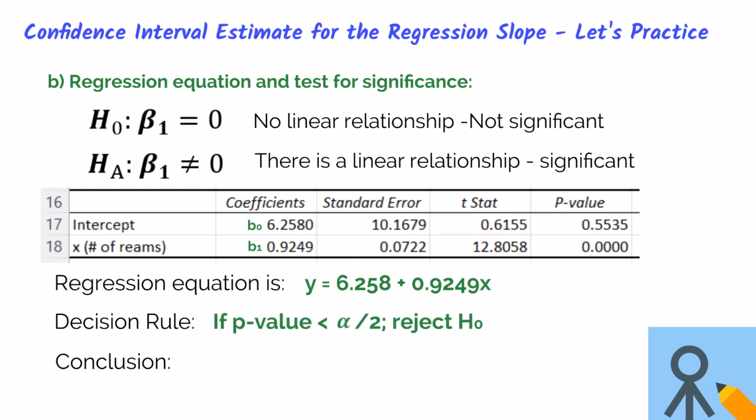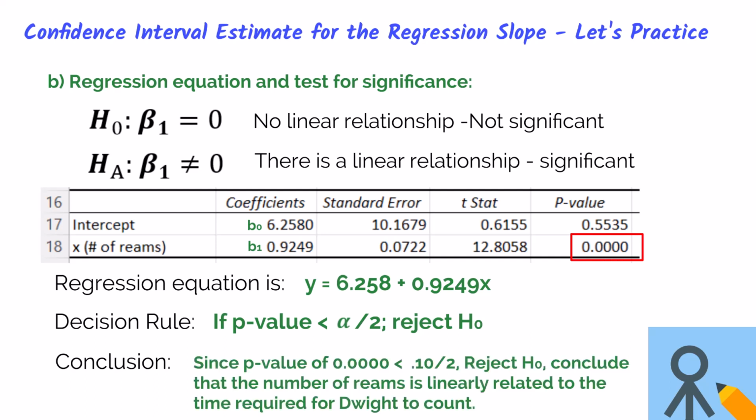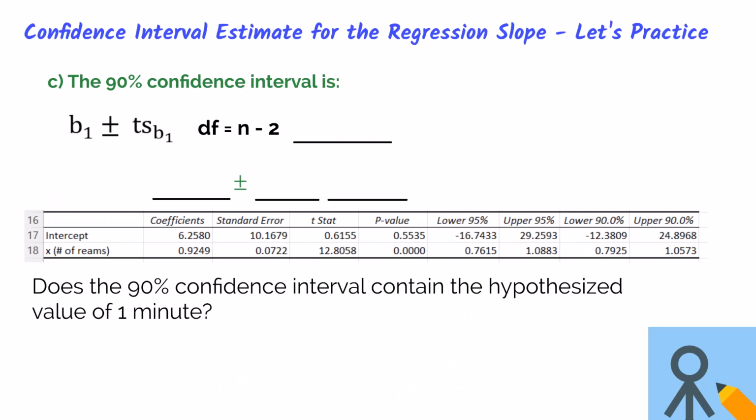The problem stated that we should use the p-value approach to test the significance of the slope coefficient. So we can state the decision rule that if the p-value is less than alpha divided by 2, since this is a two-tailed test, then we reject the null hypothesis. We can see the p-value for the slope coefficient rounded to 4 decimals is 0. Therefore, since the p-value of 0 is less than 0.05, or 0.10 divided by 2, we in fact can reject the null hypothesis and conclude that the number of reams is related to the time required for Dwight to count the reams.